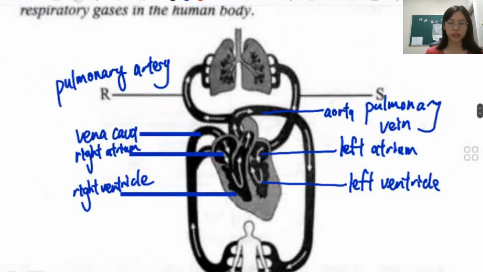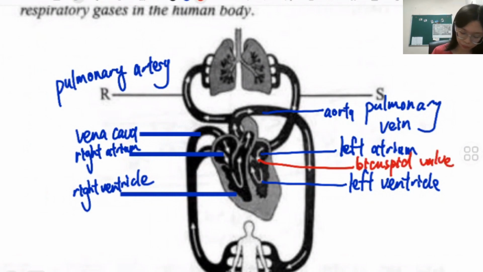So that's most of the labeling, and then your valves: your bicuspid valve, your tricuspid valve and your semilunar valve.